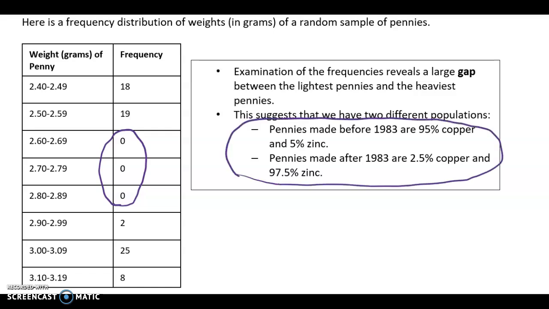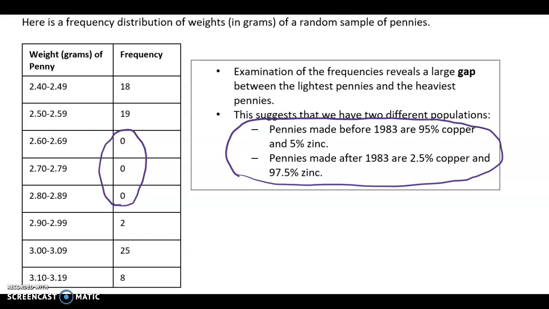So before 1983, pennies were made with 95% copper and 5% zinc. And then after 1983, there was a switch up in how they created pennies. So now, after 1983, they're 2.5% copper and 97.5% zinc. That switch up in how they make the pennies made for a change in weight in grams.